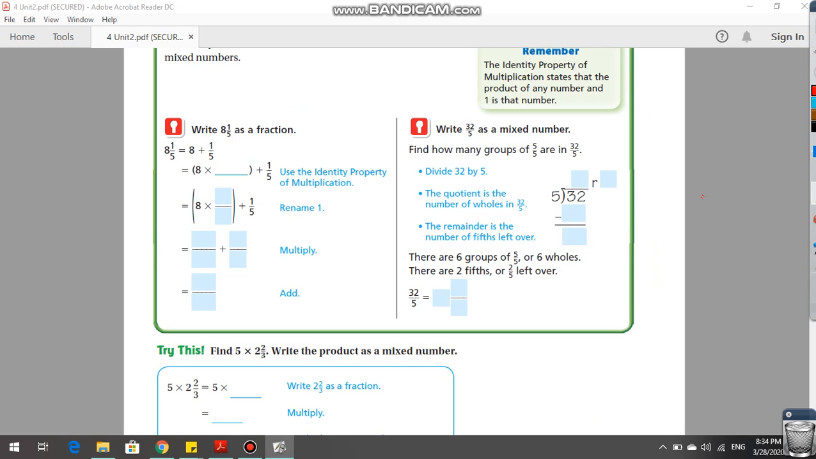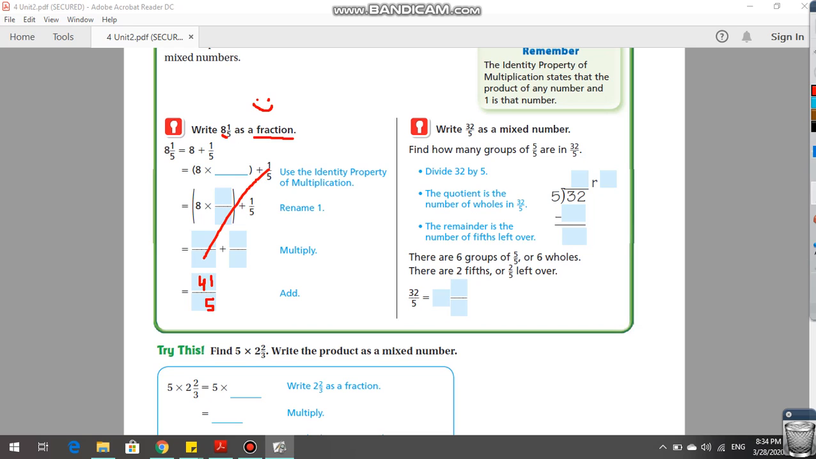Okay guys, let's move on to page 344. Here, he wants me to write 8 and 1 over 5 as a fraction. What is the meaning of as a fraction? Happy face. As a fraction means happy face. So first by, second plus. 8 times 5 equals 40. 40 plus 1 equals 41. Denominators never change. 41 over 5.